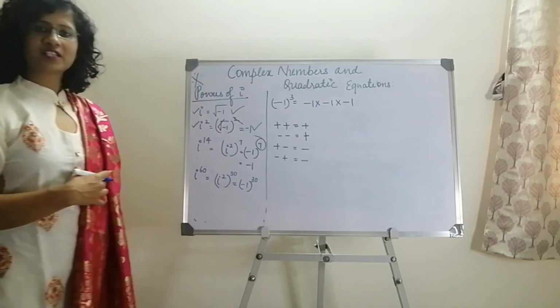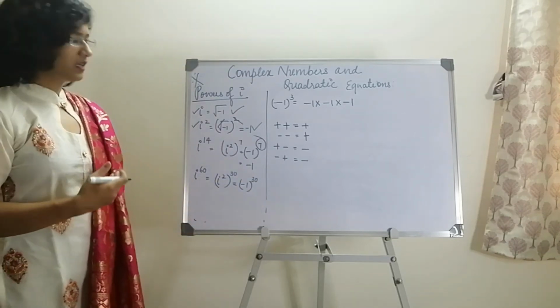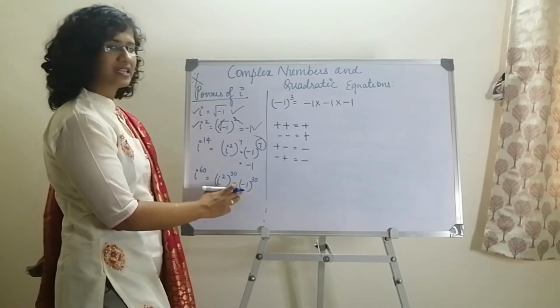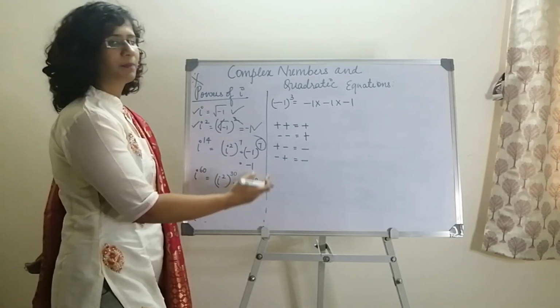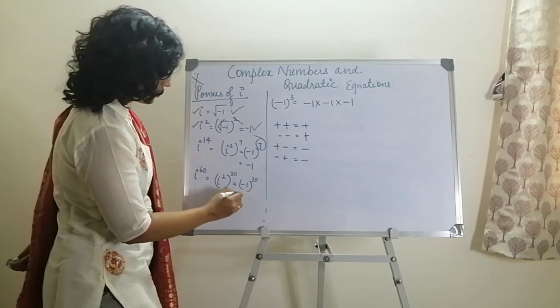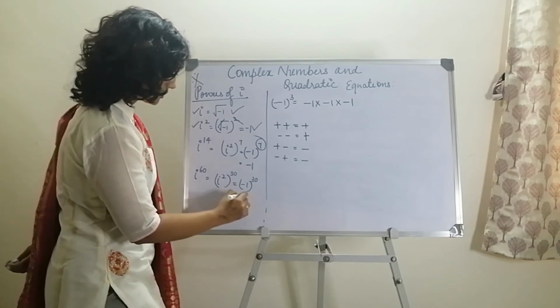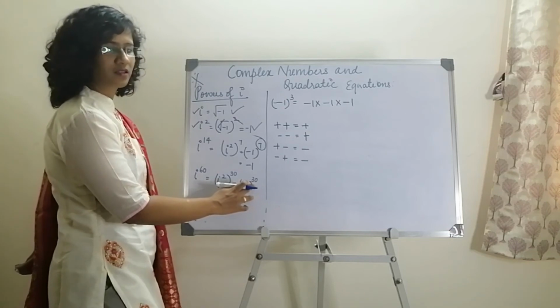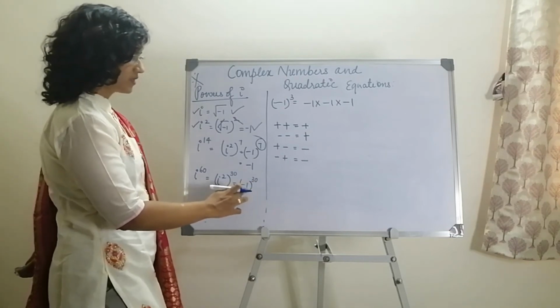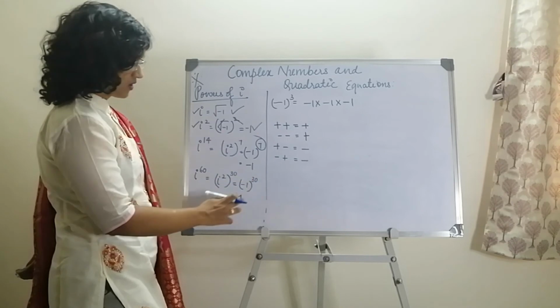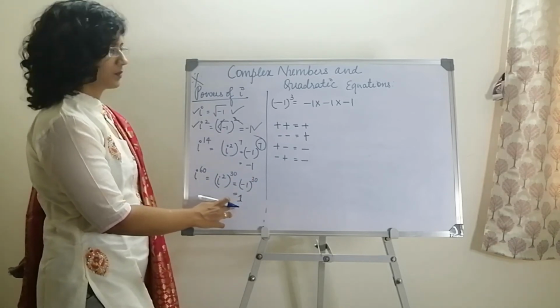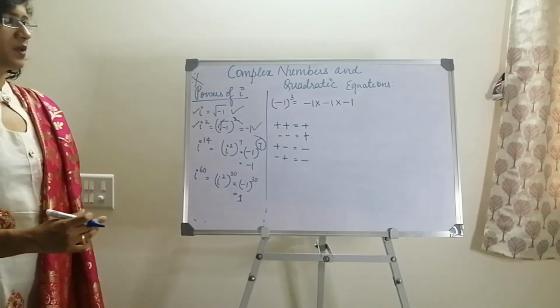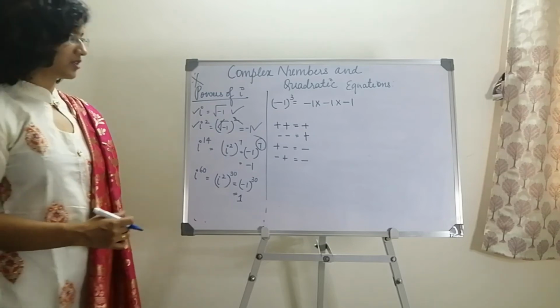And I have already explained it to you a while ago. Any negative term to the power even will always be positive. So this is an even term, yes, 30 is an even number. So minus 1 whole to the power even will always give me plus 1. So with this, I think we are good to go for multiplication.